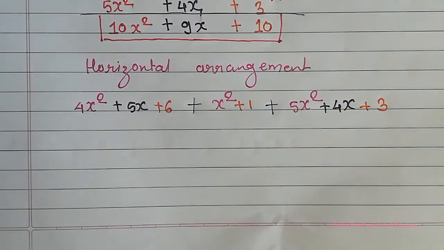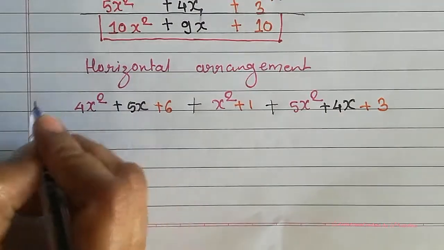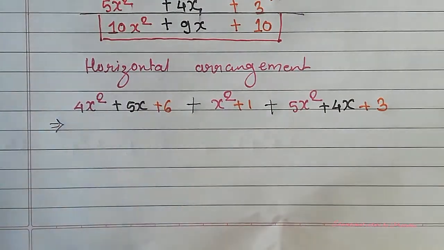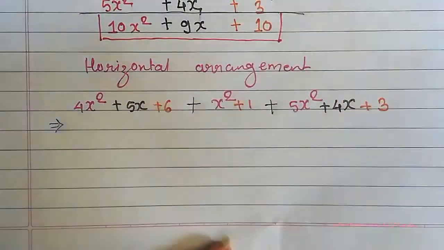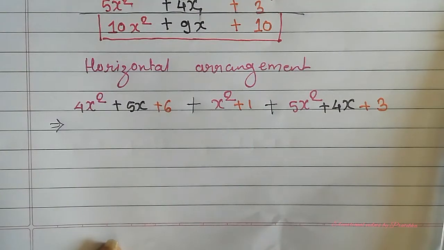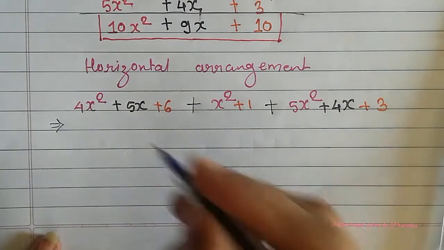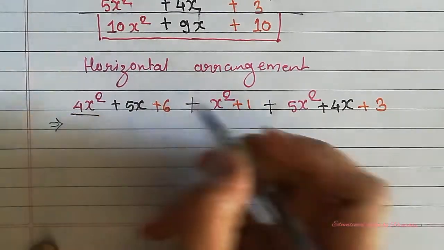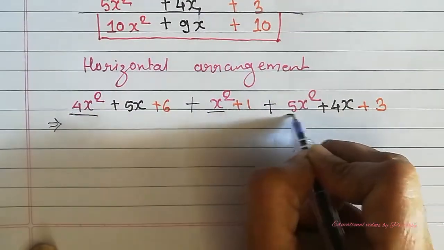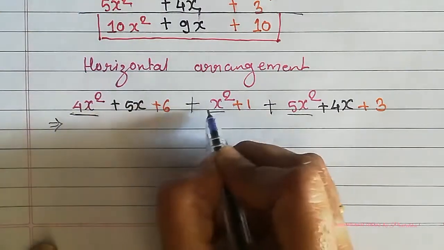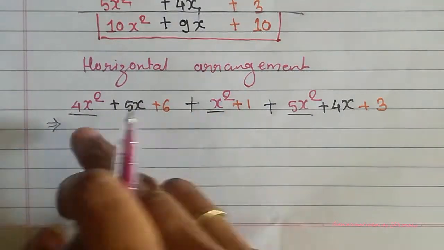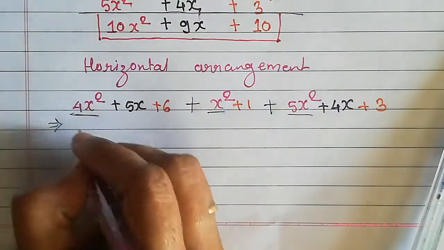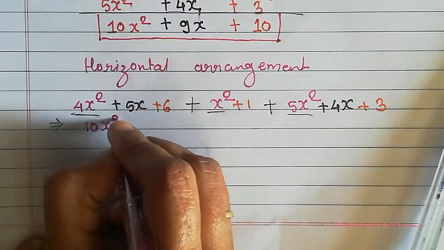Now what we have to do is add the terms with same variables and same power of that variable, same exponent. The variable should be same and the power of that variable also should be same. So with 4x square we have to add x square and 5x square. So 4 plus 1, 5. 5 plus 5, 10. So the addition of first three terms will be 10x square.